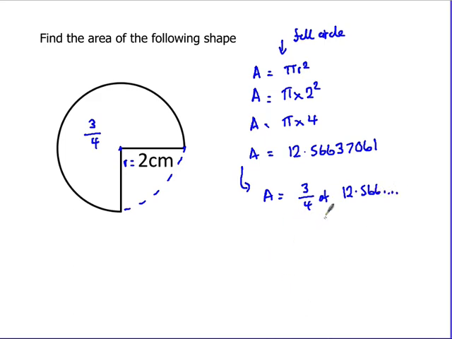So to find 3/4 of something, easiest way, divide it by 4 to get 1/4, and then multiply it by 3 to get the 3/4. So I'm going to put in all of my 12.56666 and that lot. So divide by 4 and then multiply by 3. And that gives us 9.424 and so on, which to one decimal place becomes 9.4. That again is an area, so it must be centimetres squared, and that's also to one decimal place.